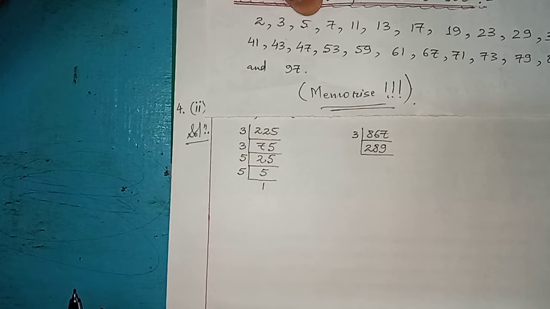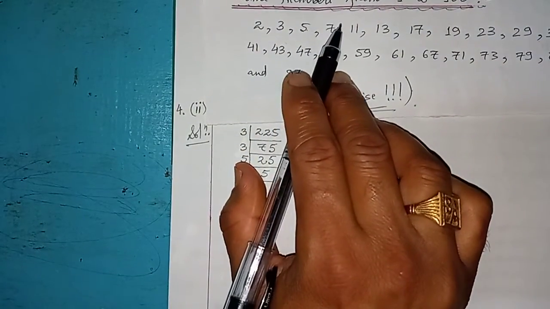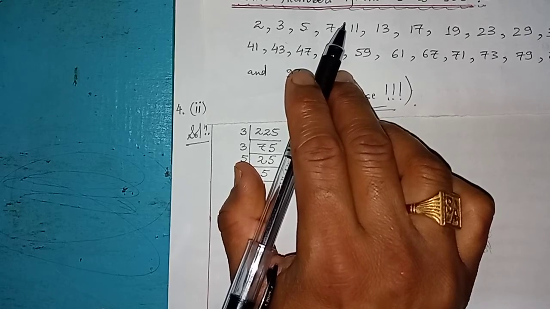Okay, clear? So since we cannot divide by 5, now whose turn is next? Next is 7. For 7, students, there is no test.